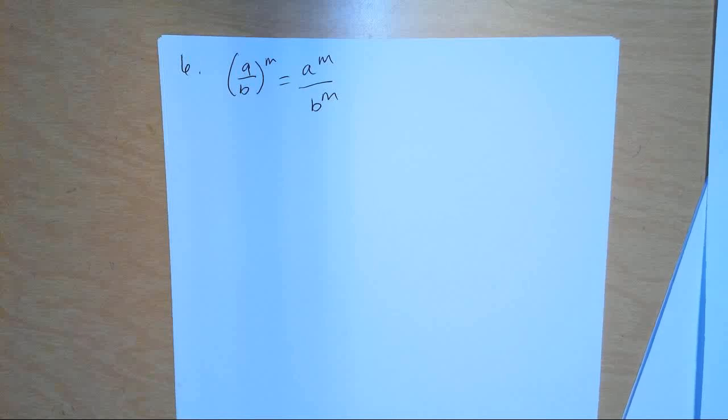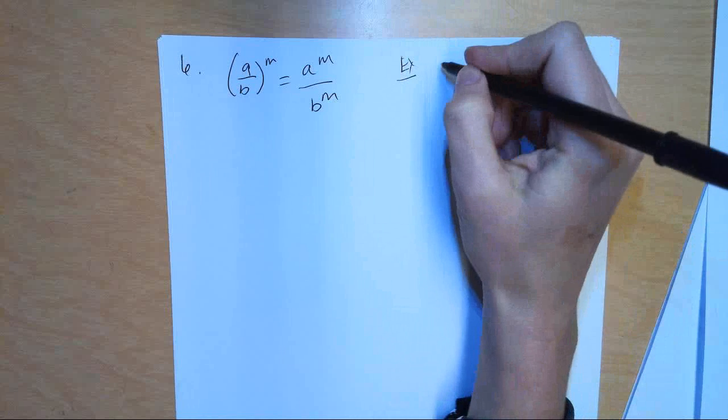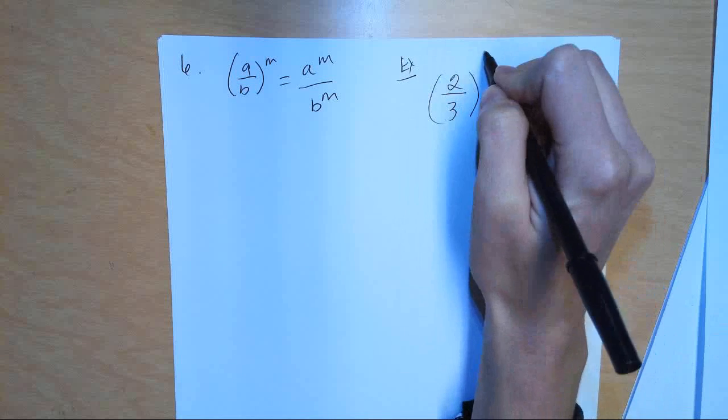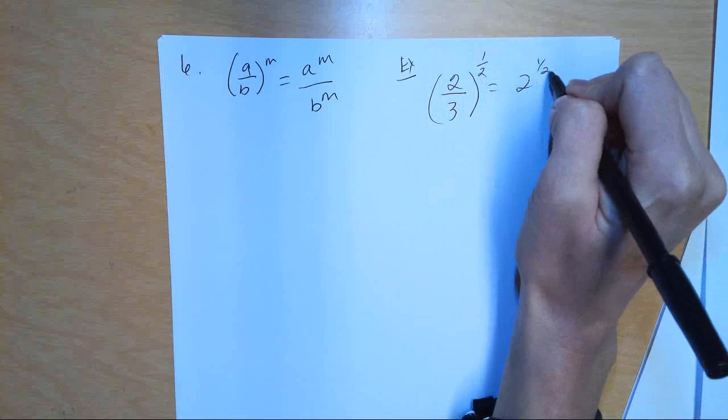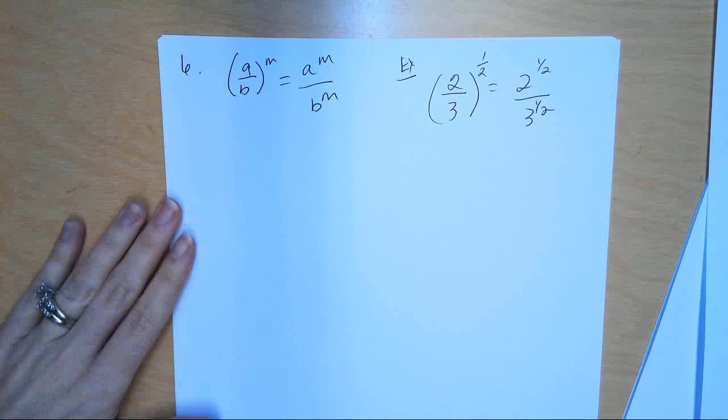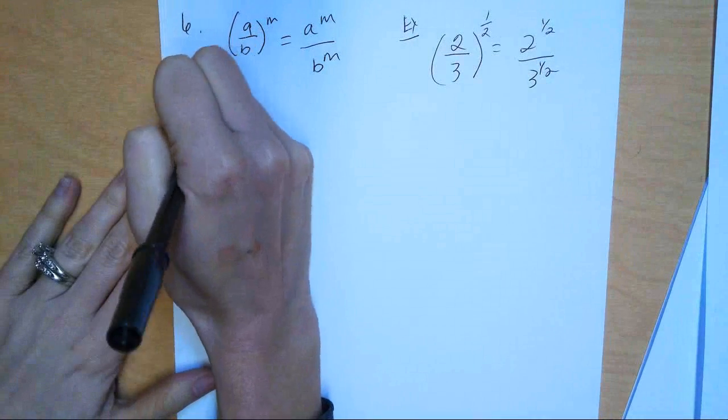Okay. A over b to the m, we can make that a to the m over b to the m. An example, if we had 2/3 to the 1/2, this would be 2 to the 1/2 over 3 to the 1/2. The major things to note when we're doing this with rational exponents are if we're going to add or subtract, we need a common denominator. Okay, so some examples.